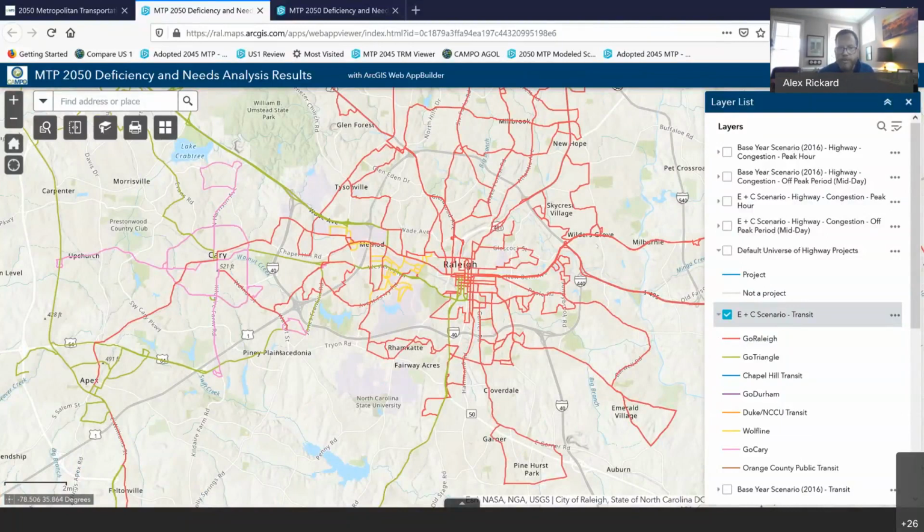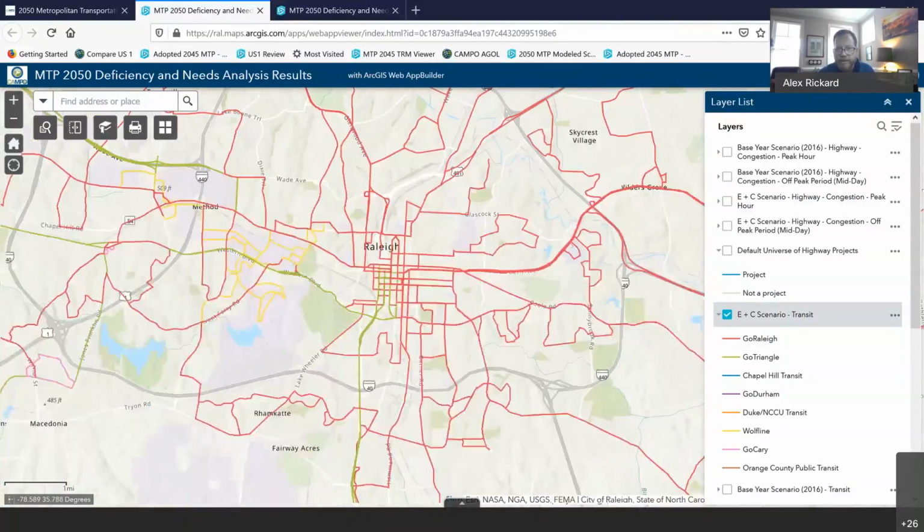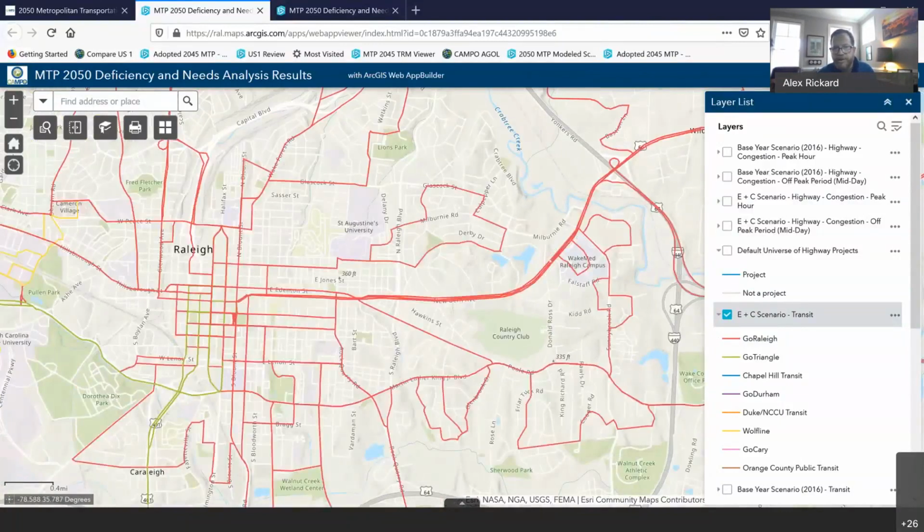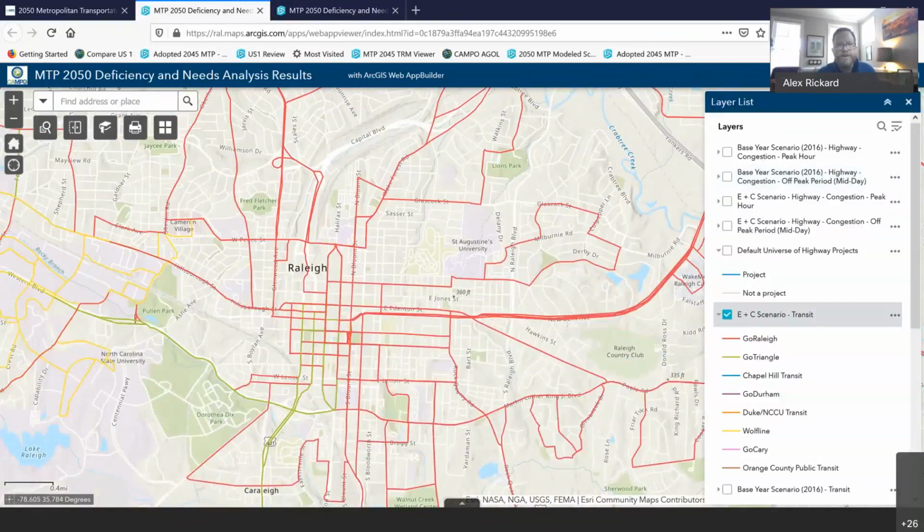Sorry, Chris, yes, the New Bern BRT, at least out to Stony Brook, is I believe the only BRT included in that run. Other questions?